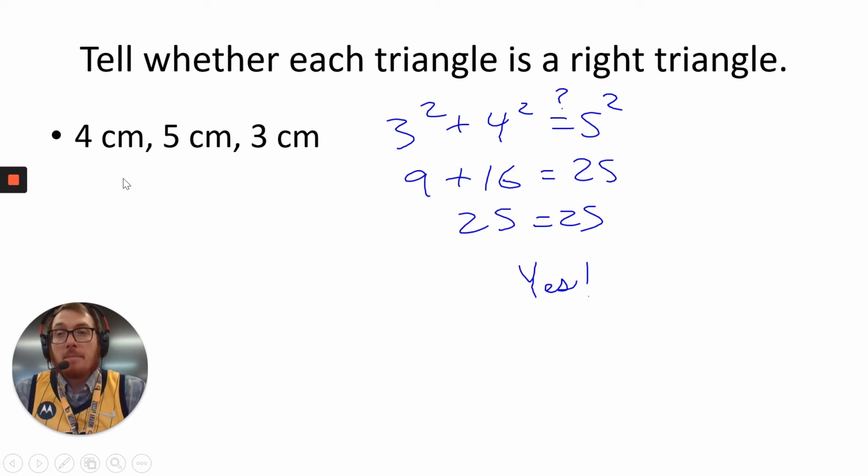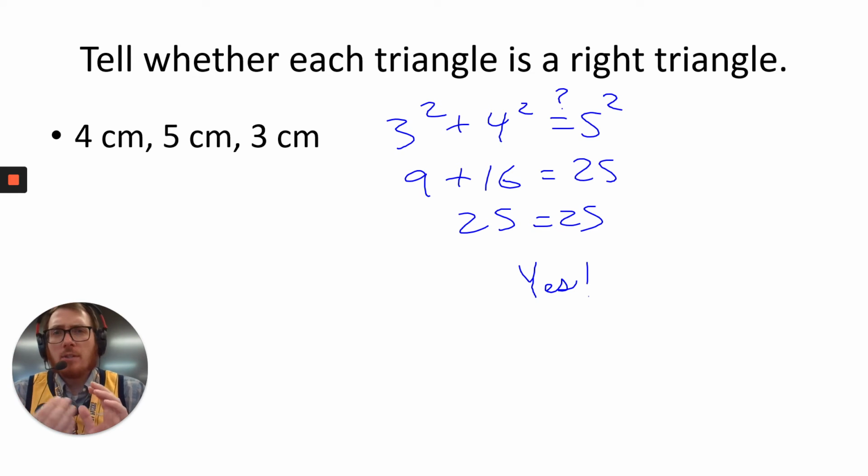So in this case, a and b are 3 and 4. So 3 squared plus 4 squared. I'm going to check to see if it equals 5 squared. Notice I put a question mark because I want to make sure whether it's true or not. 3 squared is 9, 4 squared is 16, 5 squared is 25. Does 25 equal 25 when I add the left side together? And the answer is yes. If the answer is yes, then this is a right triangle.